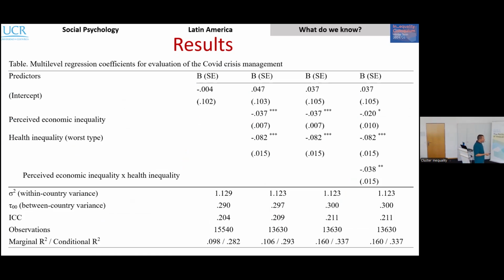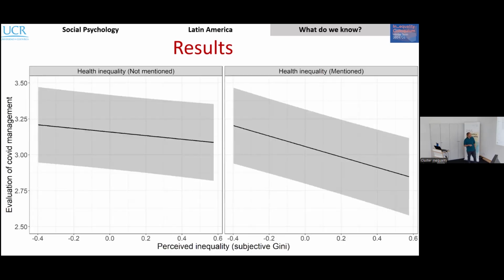with how people evaluate the pandemic. So more perception, less positive evaluation of how well the government managed the pandemic. Also health inequality, and also the interaction between perception of inequality and health inequality as the worst expression of inequality in their country. It's maybe easier to see in this graph. On the right, these are the people who mention health inequality as the worst expression of inequality. If we go to the right, there is more perception of inequality.